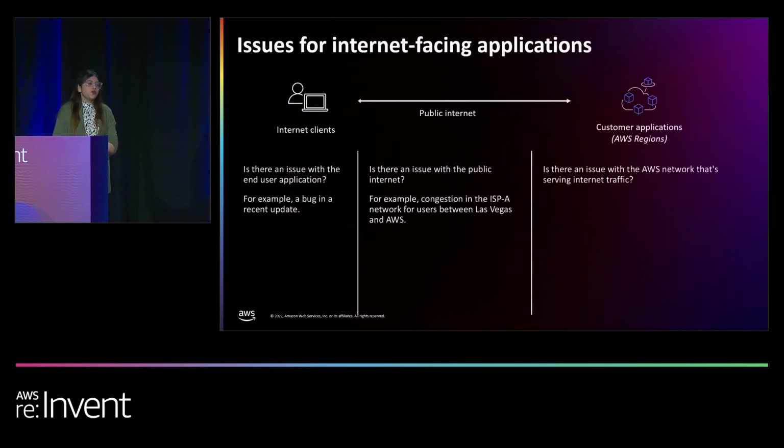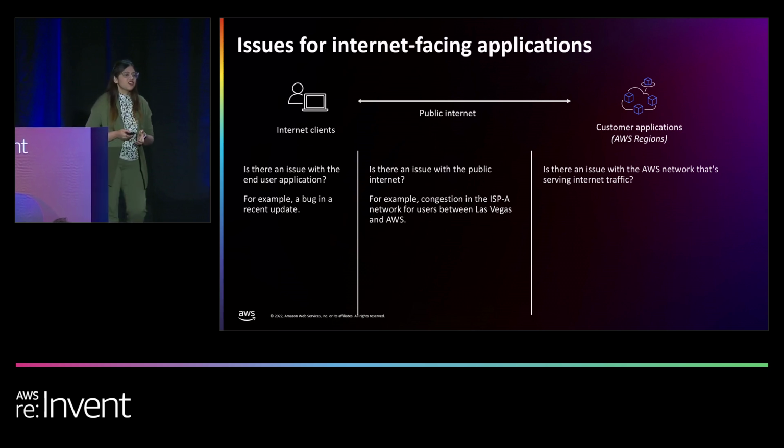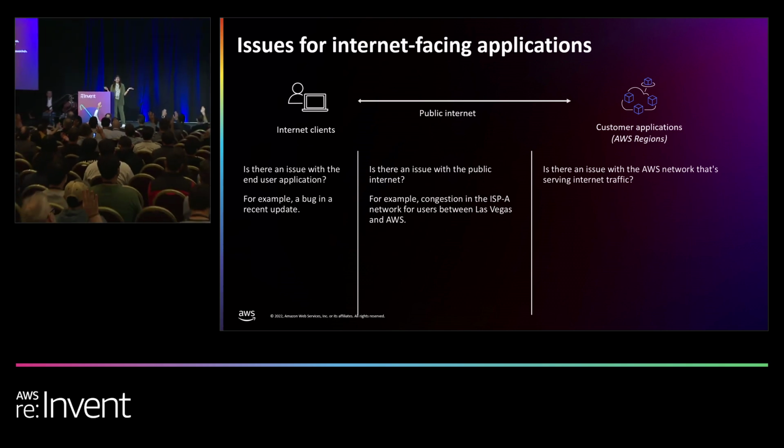Now let me ask you, how many of you here have heard your end users complain, I have a degraded application performance. I don't know whom to blame. Is it application? Is it network in the middle? Or is it AWS? Give me a show of hands. Not everybody?